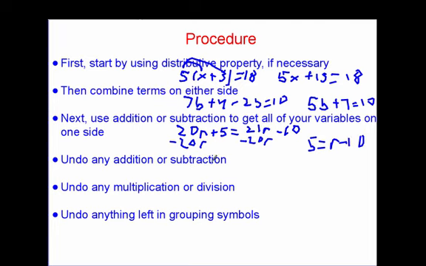All right, and then I'd undo any adding or subtracting. For example, on this one, I would add 10 here, add 10 here, 15 equals r. Then I would undo any multiplying or dividing, and then finally, if there's anything left in the grouping symbols, that's when I do it. So let's take a look at an example.